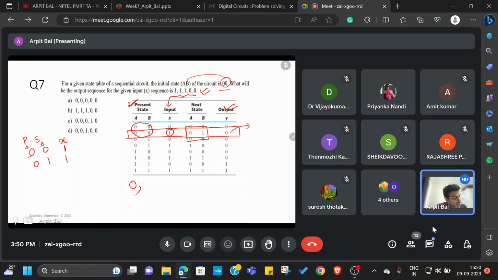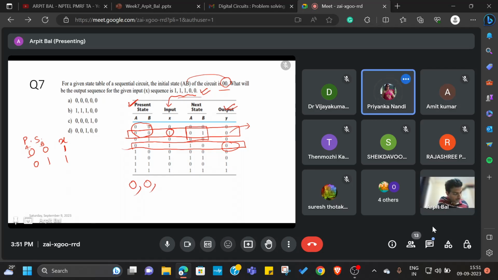So if X is 1, then which one should I choose? Fourth combination. Yeah, correct. The fourth combination. Okay. So here again the output is 0. Now what is going to be my present state? 1 0. Correct. And what is the X value? 1. Correct. And what is the corresponding output?